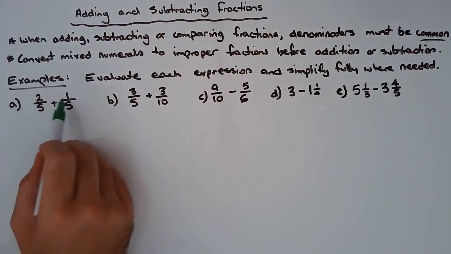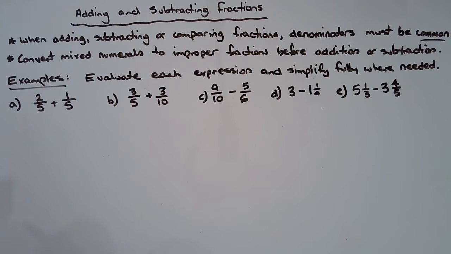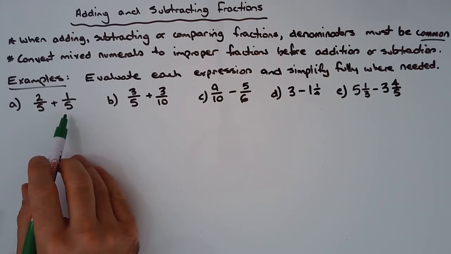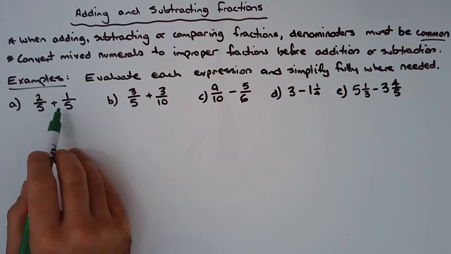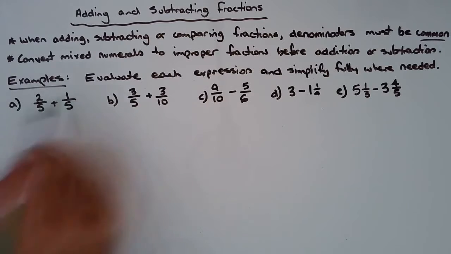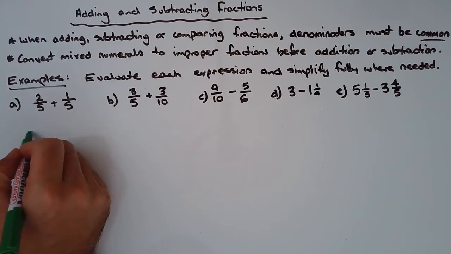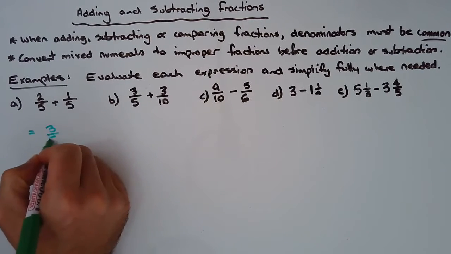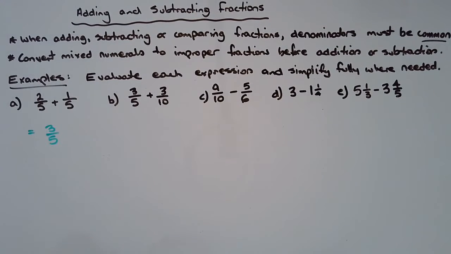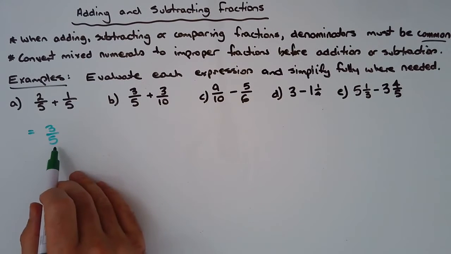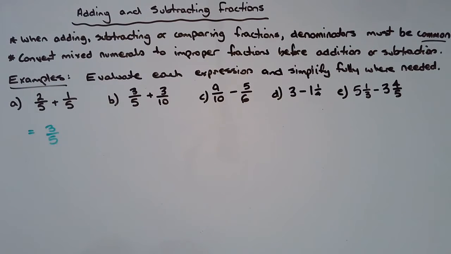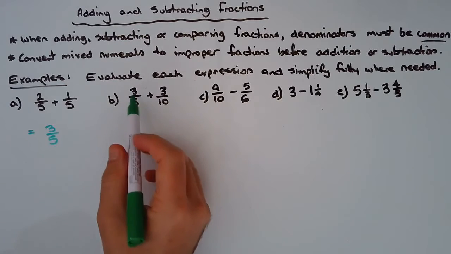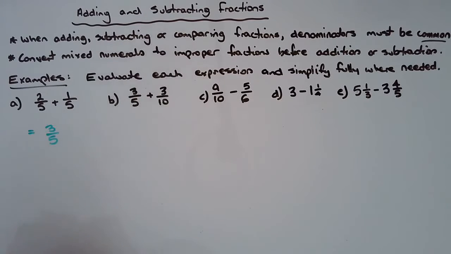2 on 5 plus 1 on 5. First things first, check the denominators. Are they equal? Yes, they are. There's nothing we need to do apart from adding the numerators together. So that's just going to be 3 over 5. Always ask yourself the question, is this fully simplified? Yes, we can't simplify this any further. What about part B? 3 on 5 plus 3 on 10.